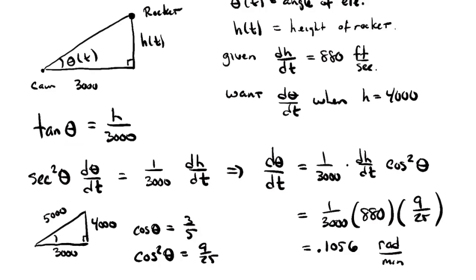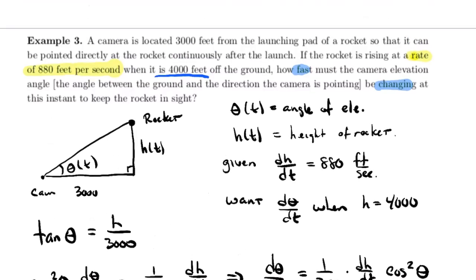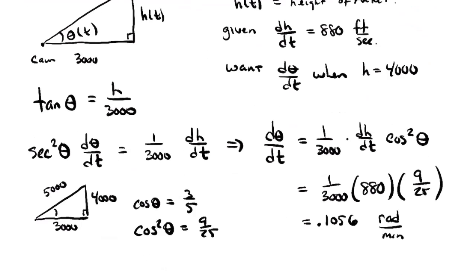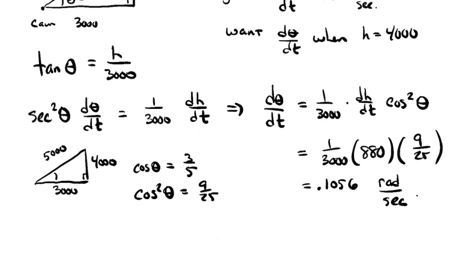Sorry, I've been a little lame about my time units. It's per second. Sorry about that. The rocket was rising at 880 feet per second, not feet per minute. So that's in radians per second. Good. Okay. Well, so we can answer the question now. We can say, well, the angle has to change at 0.1056 radians per second.